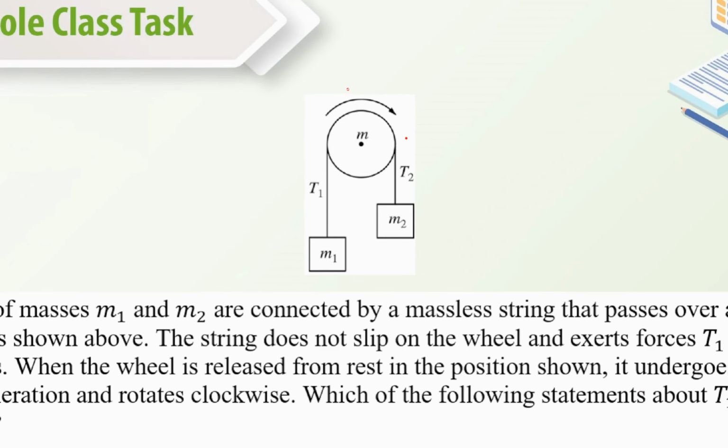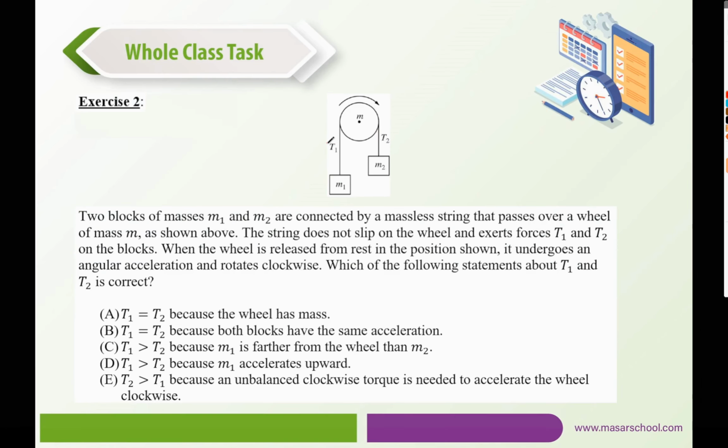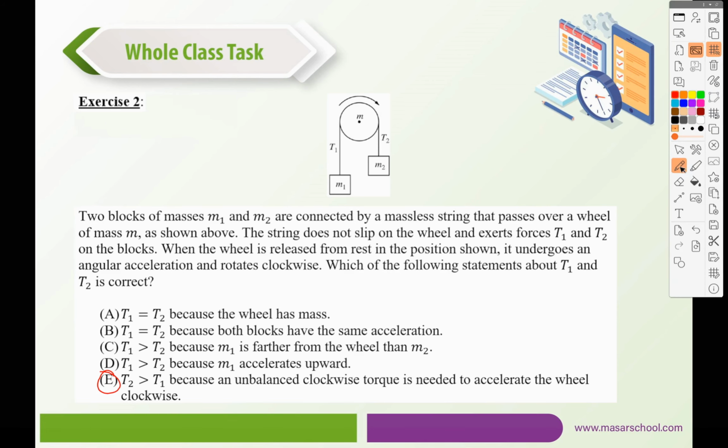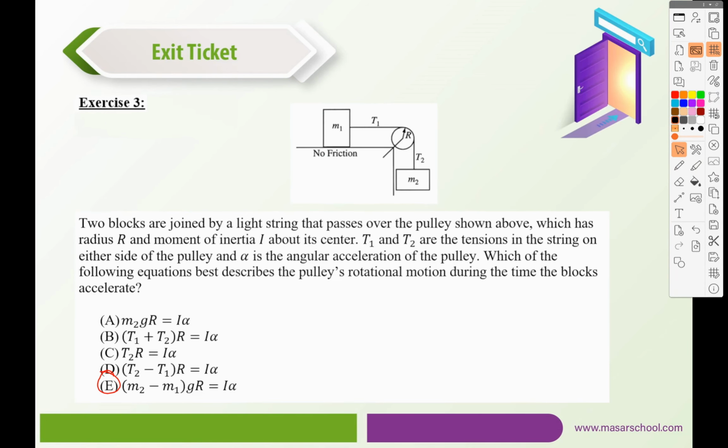So if it's rotating like that, we know that this requires unbalanced torque. In particular, T2 should be greater than T1, which makes E the correct answer, and the reason is that unbalanced clockwise torque is needed to accelerate the wheel clockwise. And finally, the final exercise for today's video.